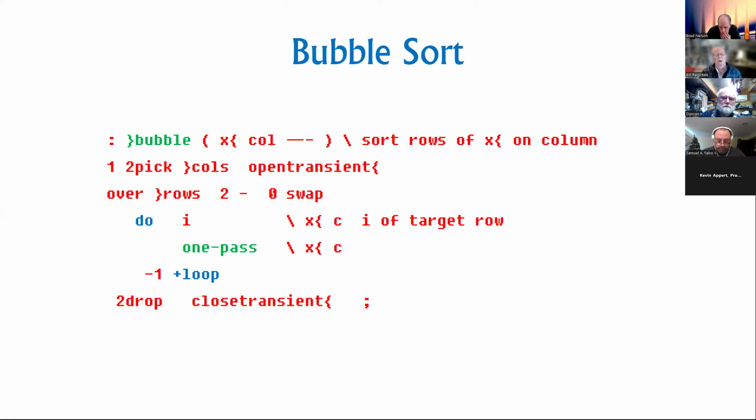decrement the loop by 1, and do the second pass. So in this case, we start out at the 9th row, work back to the 8th, 7th, 6th, 5th, and when we get back to row 0, we're done. And then at the bottom, we drop a couple of parameters and close the transient buffer.